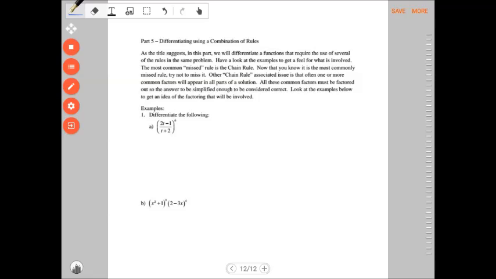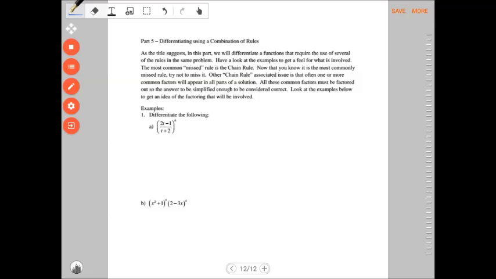Another chain rule associated issue is that often one or more common factors will appear in all parts of the solution. These common factors have to be factored out so that your answer can be simplified enough to be considered correct. So look at the examples below just to get an idea of what's going to be involved.